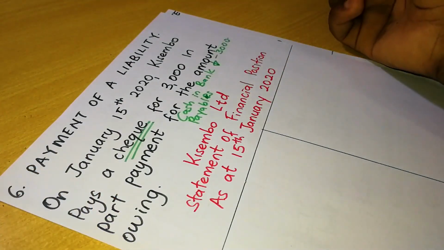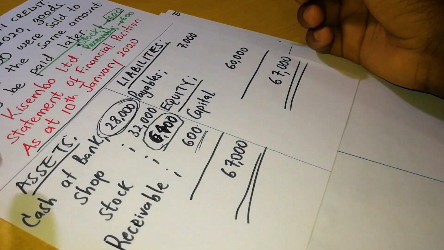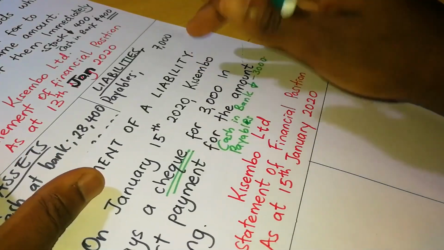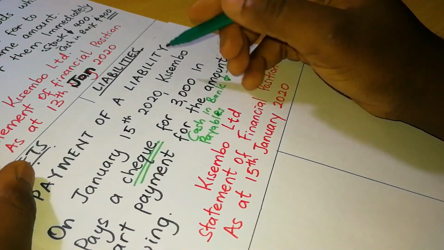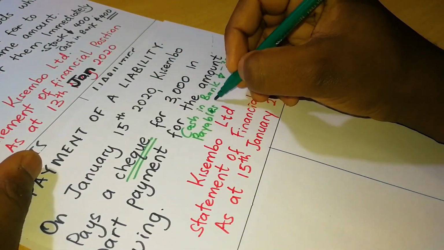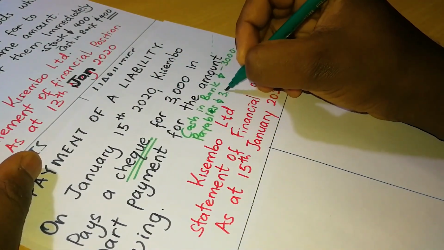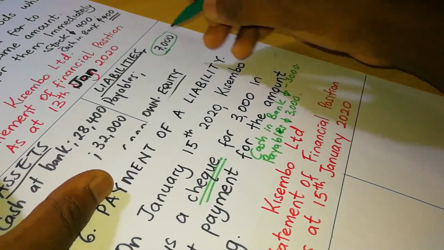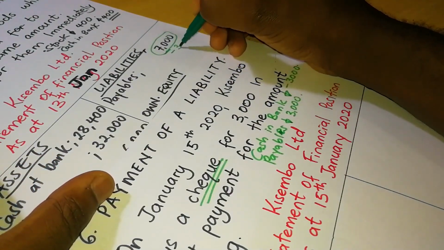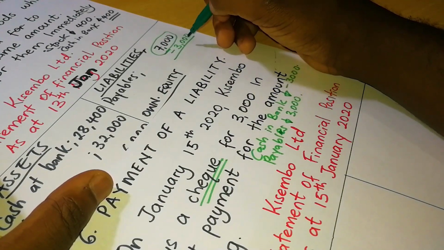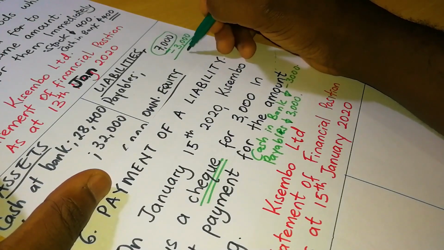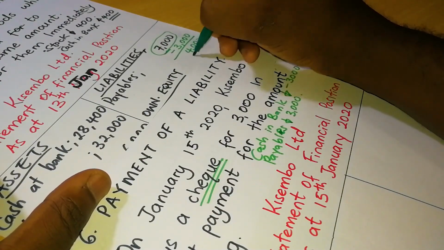Well, how much was it originally? From our previous write-up, our payables were originally 7,000. And now, when we pay 3,000, our payables are going to reduce also by 3,000. When they reduce by 3,000, of course, 7,000 minus 3,000, we remain with payables as 4,000.